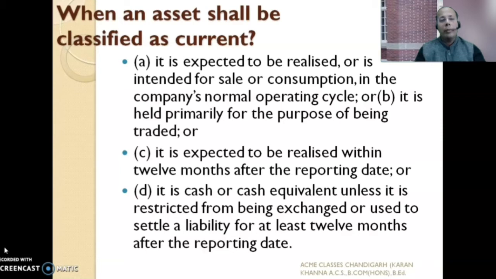What do I mean by this? Well, if you have, for example, say 60,000 in your bank account and you cannot use it except to pay off a liability after 12 months of the reporting date, that means you cannot use it within the 12 months after the reporting date for financing the day-to-day operations of the business or running the business, then it ceases to be a current asset, it becomes a non-current asset.